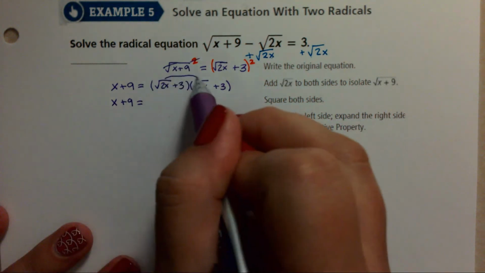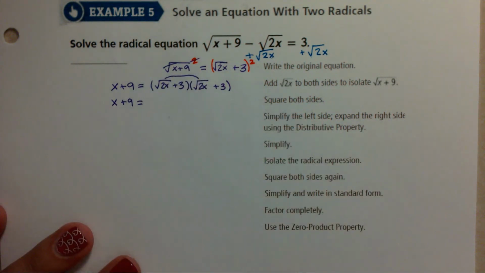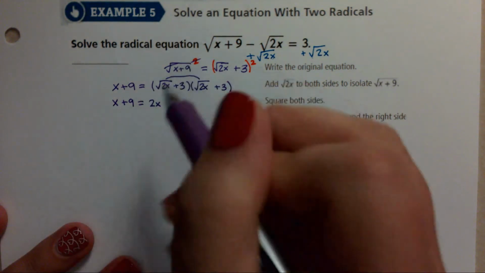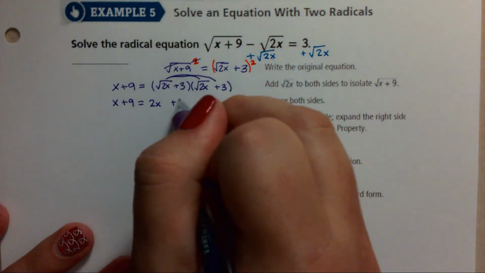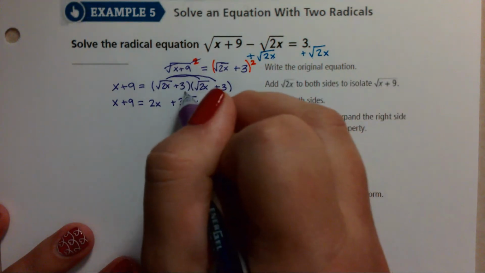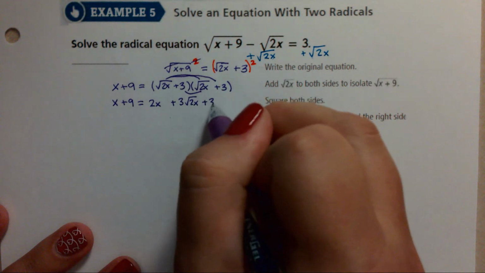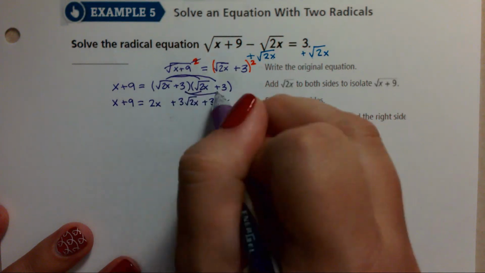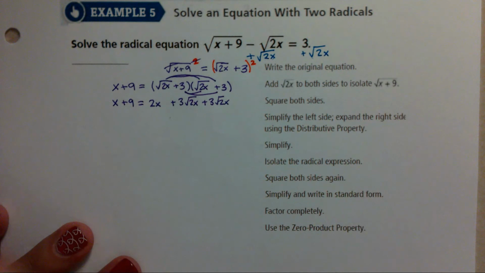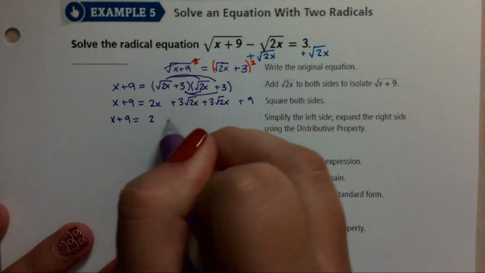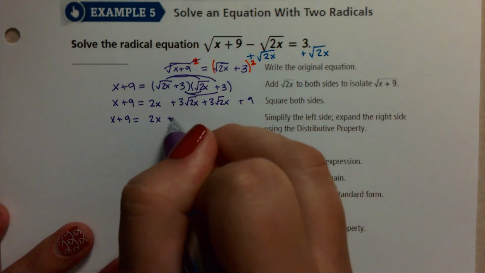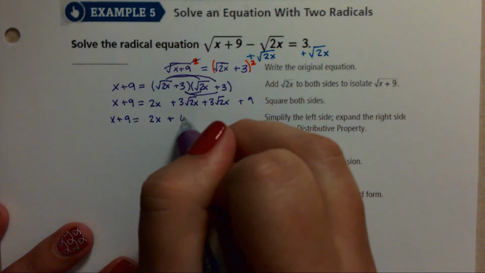So square root of 2x times square root of 2x is just 2x. And then I get plus 3 square root of 2x plus 3 square root of 2x plus 9. And so I'm going to combine like terms, meaning I can combine the two radicals, so 6 square root of 2x.